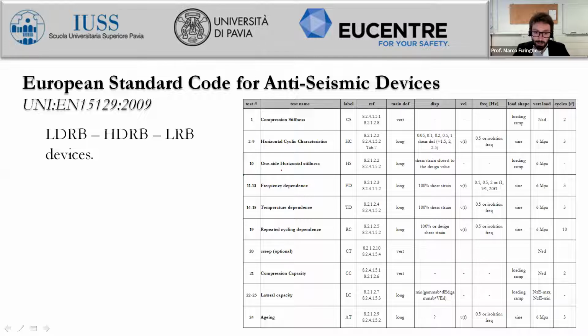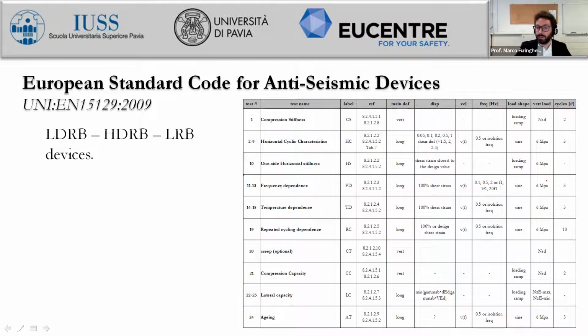Then, yeah, one side horizontal stiffness. These are additional tests, but generally they are not performed. Frequency dependency is what I mentioned, with the fixed 100% shear strain and varying frequency. You see 0.1, 0.5, 2, or different values of frequencies, and you see that the vertical load is defined according to a pressure, 6 megapascals.